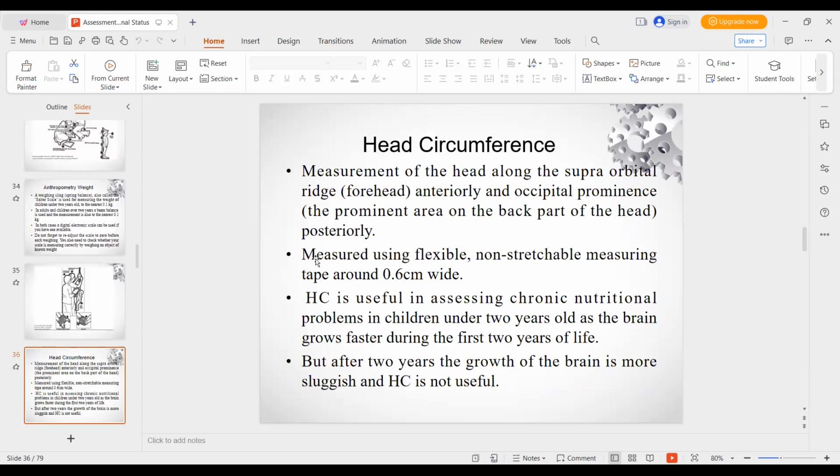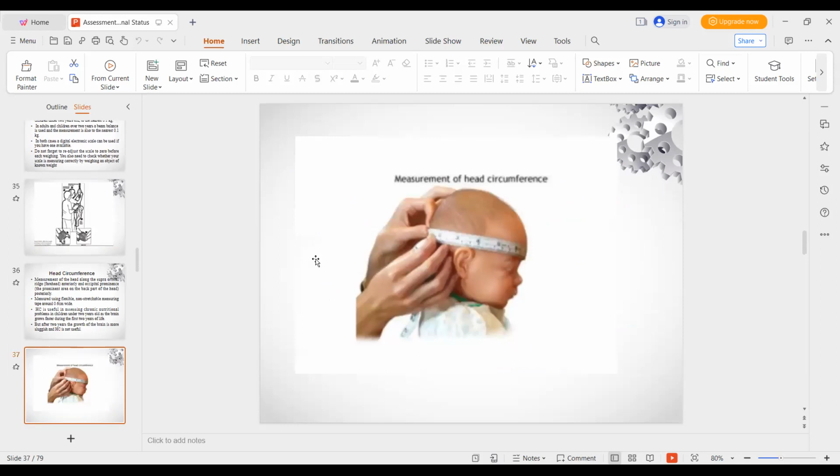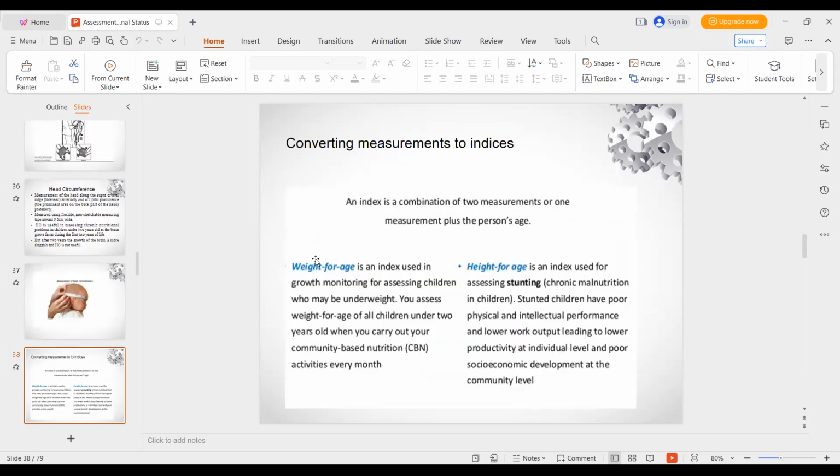Head circumference. Measurement of the head along the supraorbital ridges anteriorly and the occipital prominence, the prominent area on the back part of the head, posteriorly. It is measured using a flexible, non-stretchable measuring tape around 0.6 cm wide. Head circumference is useful in assessing chronic nutritional problems in children under 2 years old, as the brain grows faster during the first 2 years of life. But after 2 years, the growth of the brain is more sluggish and head circumference is not useful. Measurement of the head circumference.